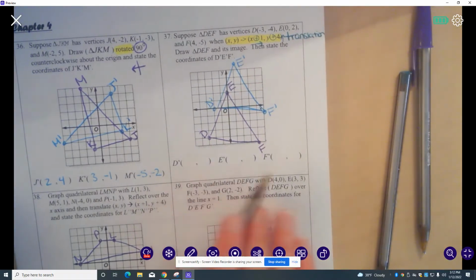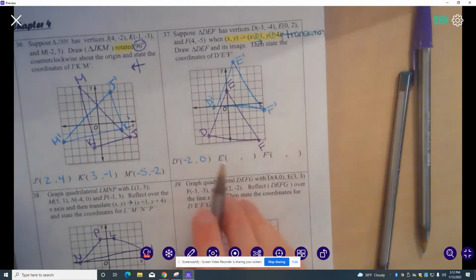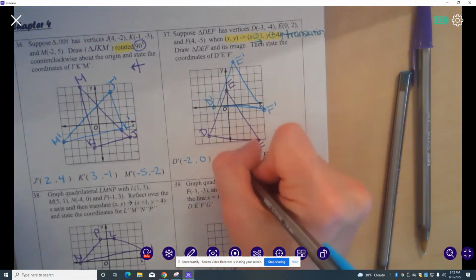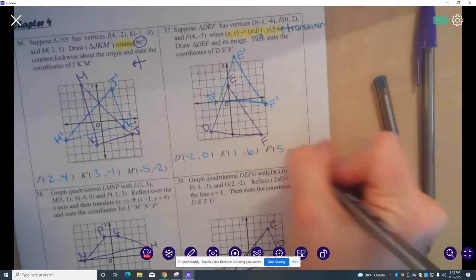And I'm going to list those new x and y coordinates. D prime is at -2, 0. E prime is at 1, 6. It went off the graph a little bit. And then F prime is at 5, -1.